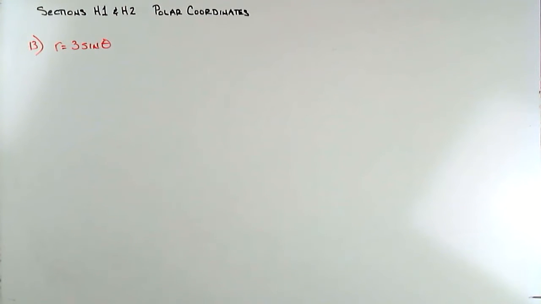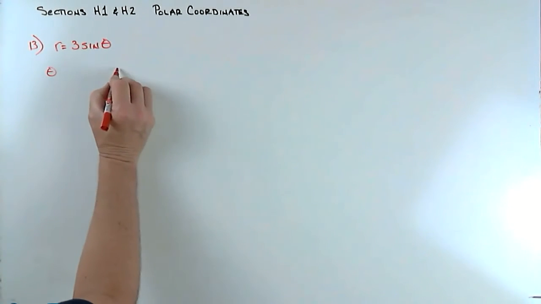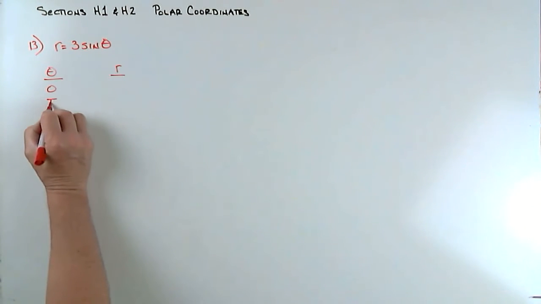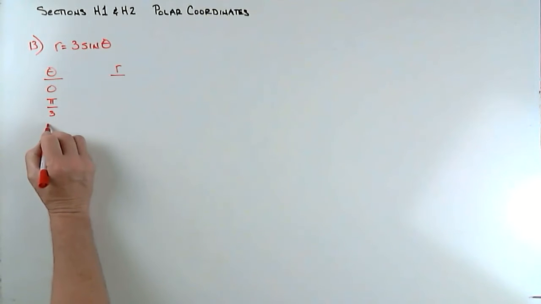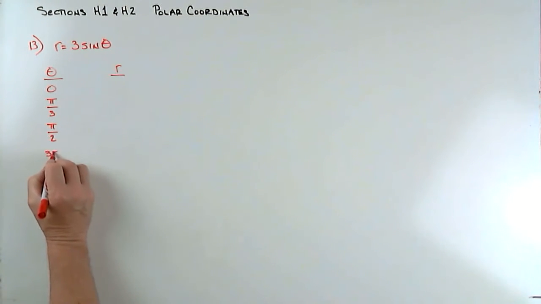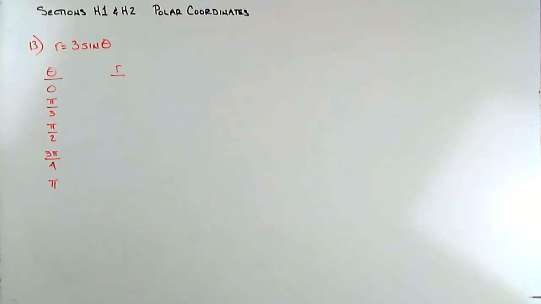Now, there's a couple of ways we can do this, right? One way is we could say, well, I'm going to plot points. And there's nothing wrong with that. If we do plot points, we'd put a theta here and an r here. We'll start with theta is 0 and then maybe pi over 3, pi over 2, and 3 pi over 4. We'll just put some random points down here, up to pi, and we'll see what we get.